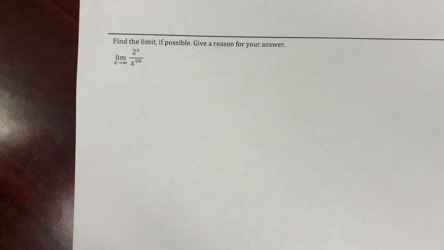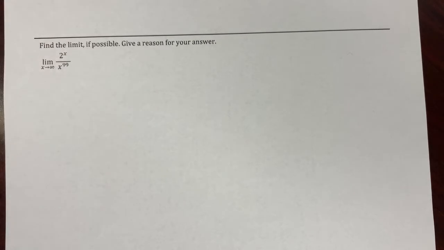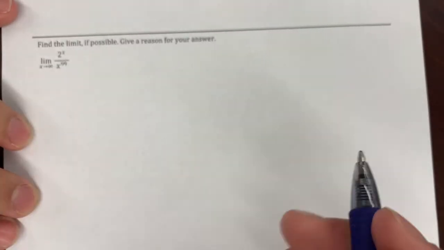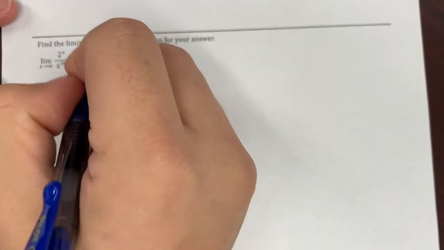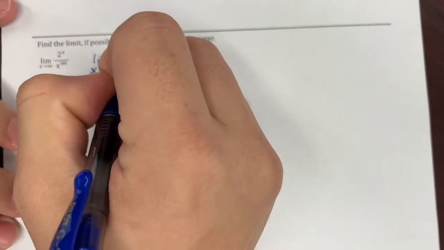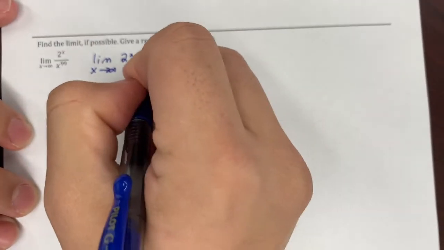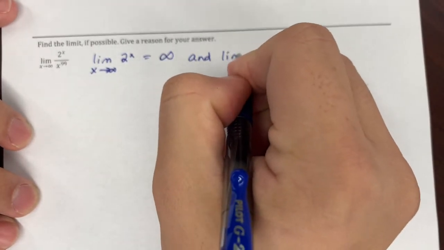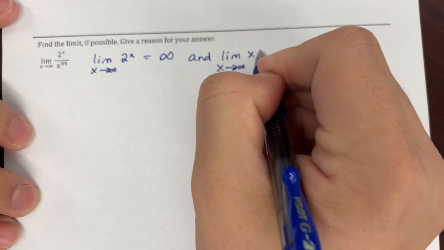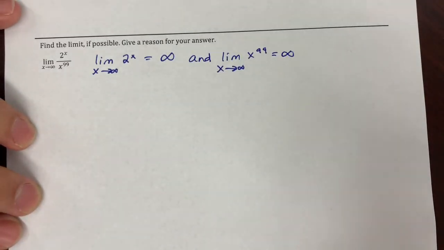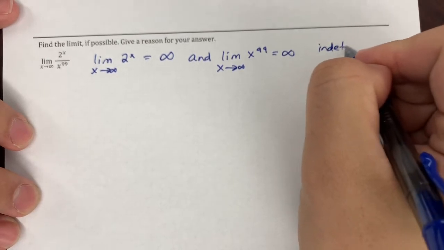So let me just go over a concept like this. Find the limit if possible, and give a reason for your answer. Let's do our process for L'Hopital's rule. We'll take the limit of the top, so the limit as x approaches infinity of 2 to the x power. If I plug in infinity, that'll be infinity. And the limit as x approaches infinity of x to the 99th power, well, infinity to the 99th power will also be infinity. So we know it's indeterminate.